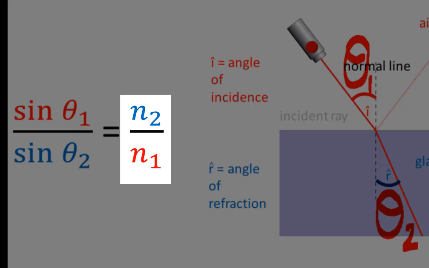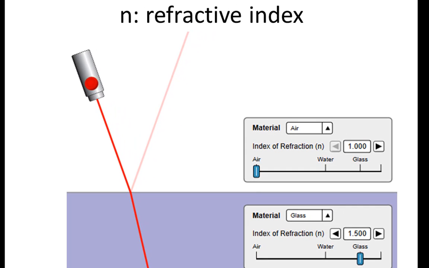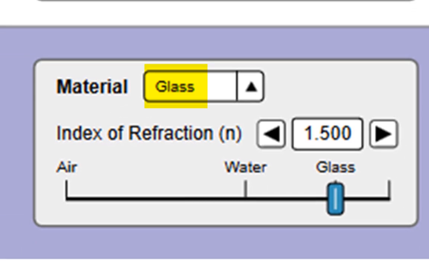What do n2 and n1 mean? n is the refractive index of a medium. So we have two media here. We can call them medium 1 and medium 2. We might call them the incident medium and the refracted medium. And each of these media has a certain refractive index. In this particular case, medium 1 is air and its refractive index is 1, and medium 2 is glass and its refractive index is 1,5.